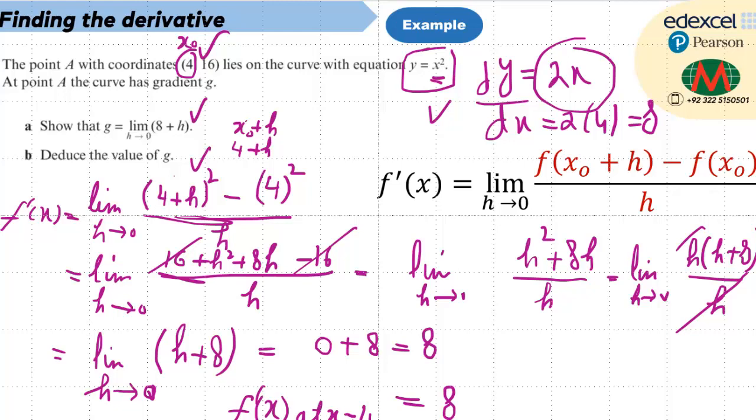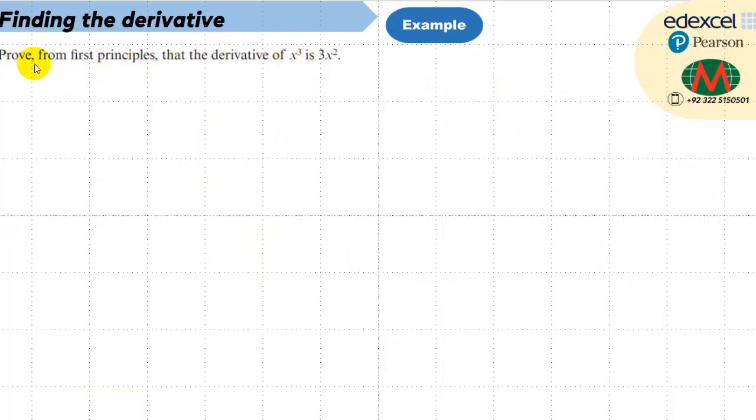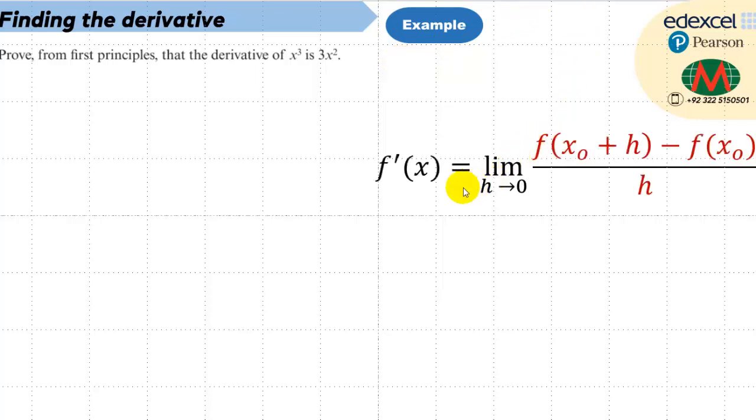Let's do another example. Now the question is, prove from the first principles that the derivative of x cube is 3x squared. Using the power rule, the gradient of x cube is 3x squared, just within one line. But right now we are using the first principles. And this is the formula and expression for finding the differentiation using the first principle method. And we will apply this now. Here the point is not given, which was given in the last question, so we don't know what x naught is. We'll use x naught as it is in this question.